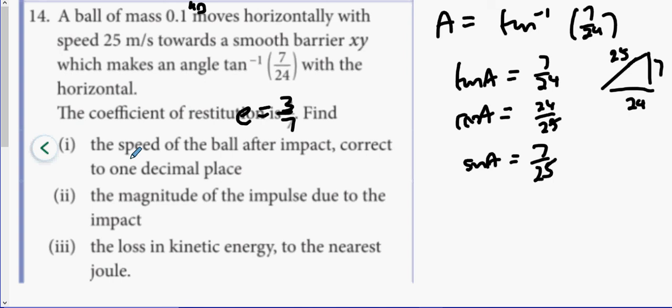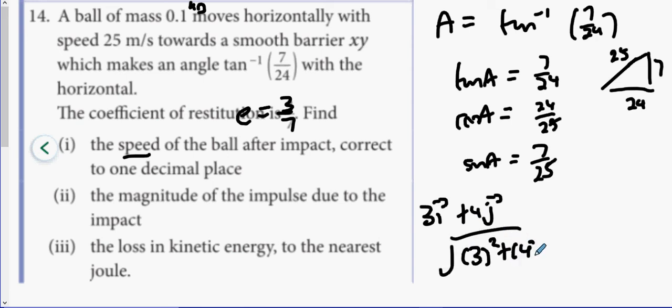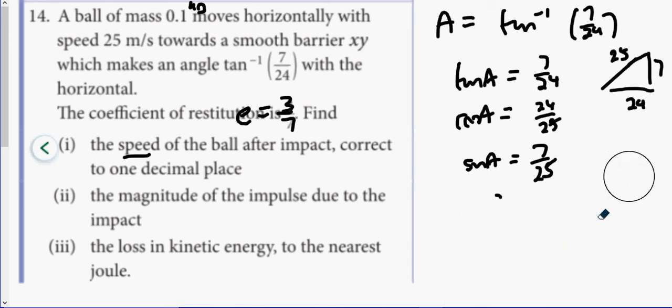Speed means, for example, if it was going 3i plus 4j, that's not its speed, it's velocity. So speed would be the hypotenuse of that triangle. 3 across and 4 up is the velocity in terms of vectors. Remember that when you're getting the answer of the question, okay? And let's have a look at the actual diagram.